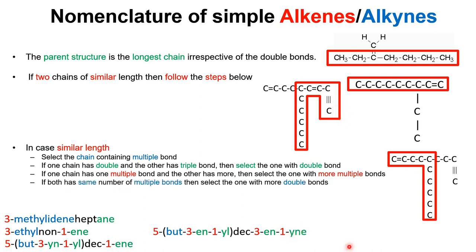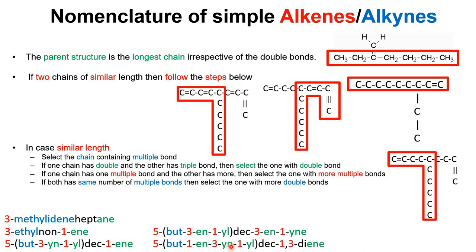What about if both the chain has same number of multiple bonds? Then you will have to select the chain with more double bonds. You will have to give preference to double bonds in that situation. For example, this is a compound. Here in this compound, one of the chain has 2 double bonds and another chain has 1 triple bond and 1 double bond. Both of the chain has same number of carbon atoms and same number of multiple bonds. But one chain has more double bonds as compared to the other chain. So you will have to select this chain because this contains more number of double bonds. And the name of this compound will be written like this.